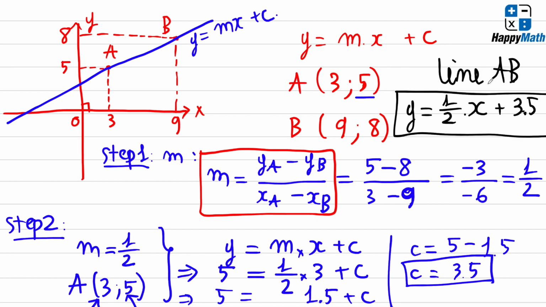Line AB means the line passes through point A and point B, or the line connects A and B. That is the same. So line AB means the line passes through A and B, and its equation is y equals 1 over 2x plus 3 over 5. That is the first example, and maybe you don't understand this example, but don't worry, we move to another example.